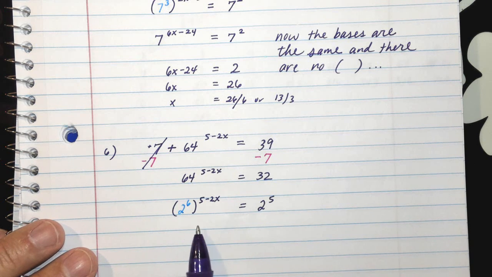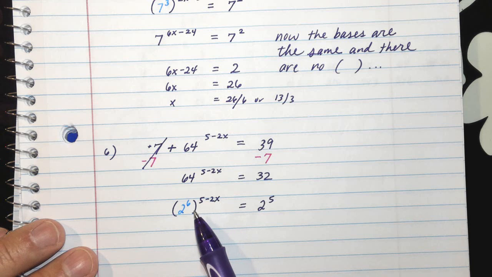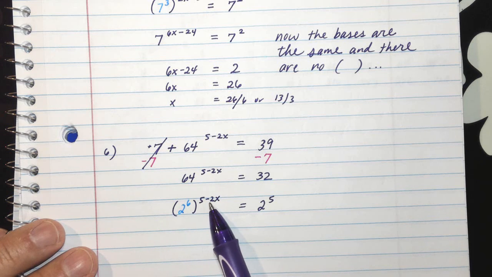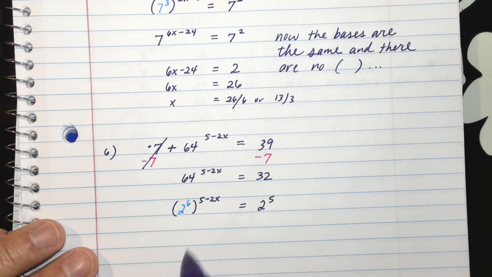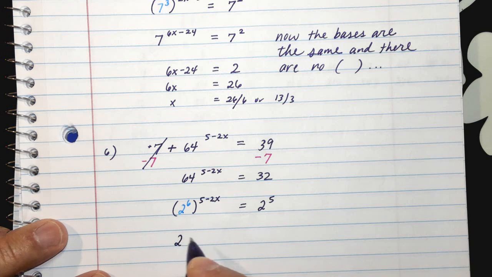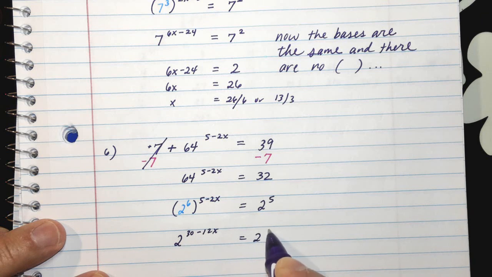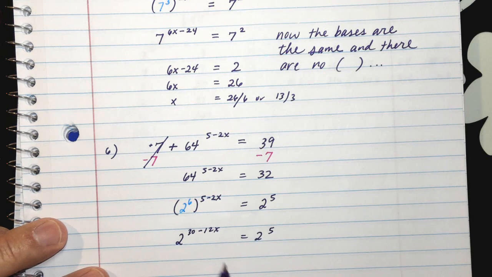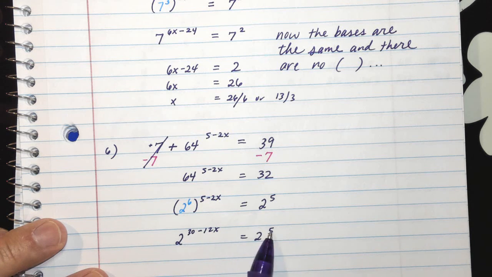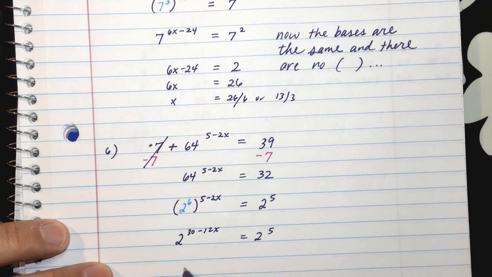And then this is the power property of exponents. To get an exponent raised to another exponent, you multiply them in order to get rid of the parentheses. Voila. And then now that the bases are equal and there are no parentheses, you are now allowed to say that the exponents are equal to each other. Okay?